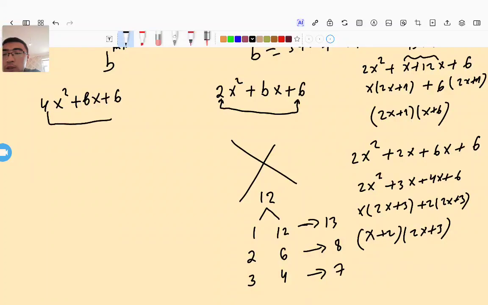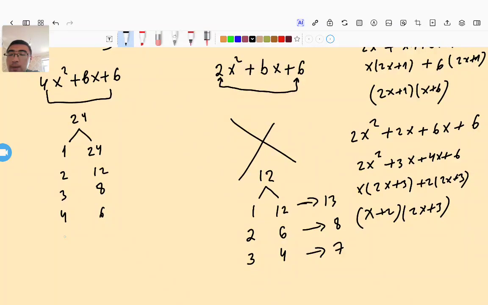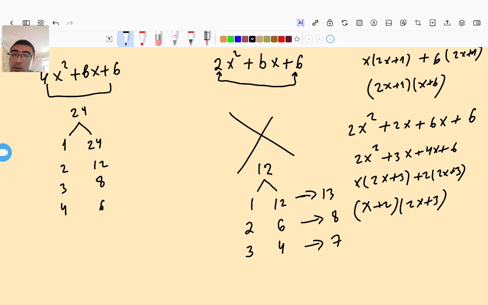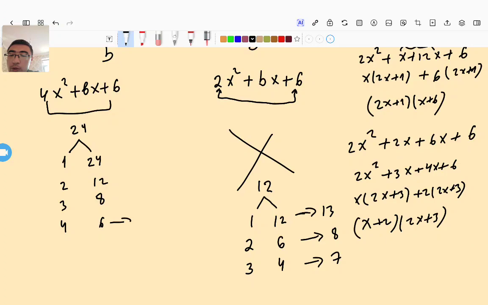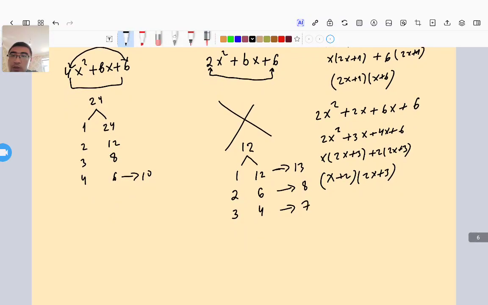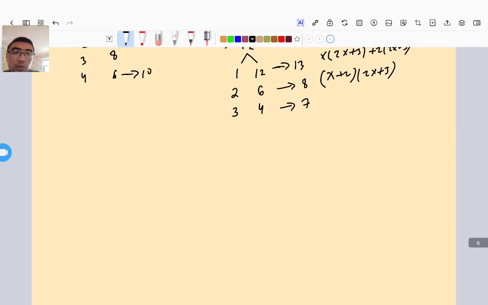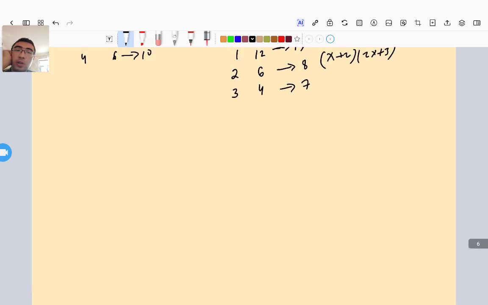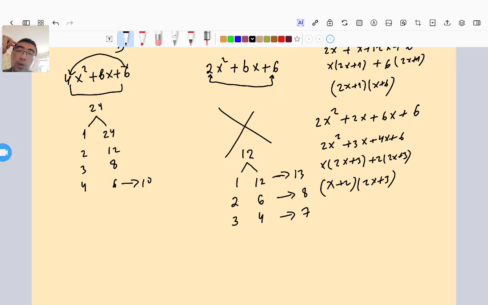It is, for example, much more complicated for 4x squared plus bx plus 6. In this case, the multiplication of them will be 24. 24 can be 1 and 24, 2 and 12, 3 and 8, and 4 and 6. I think that's all. In this case, the minimum value will be the sum of them. From this point of view, I can say that the minimum value sometimes will be a plus c. But if you look at some more examples, you come to the conclusion that this formula is not correct.